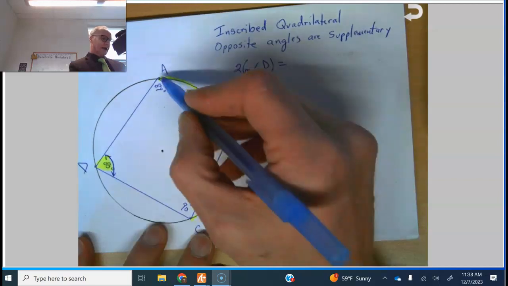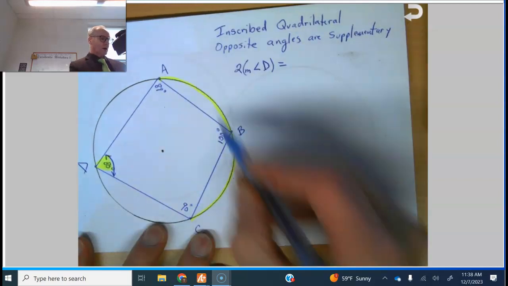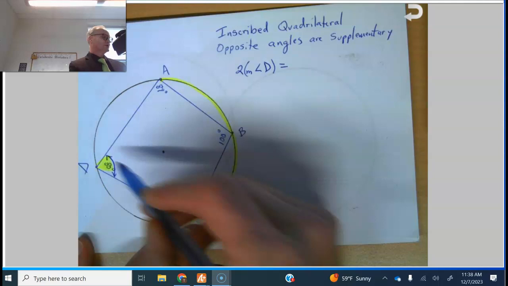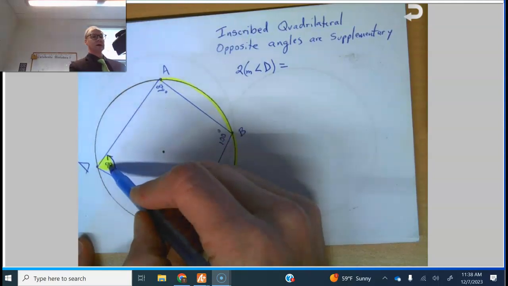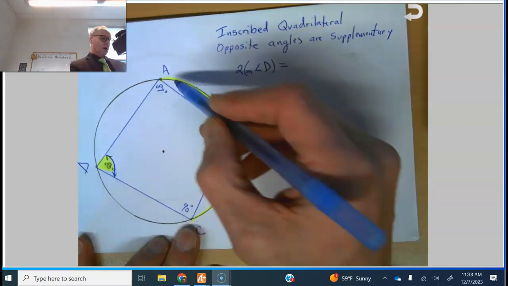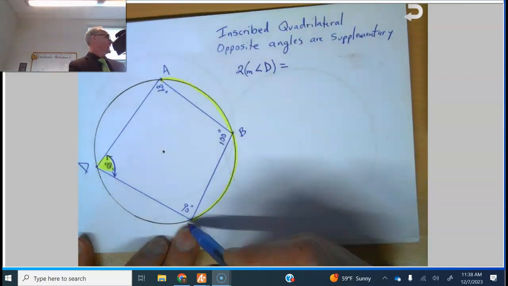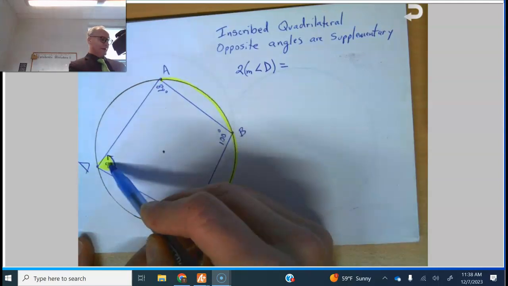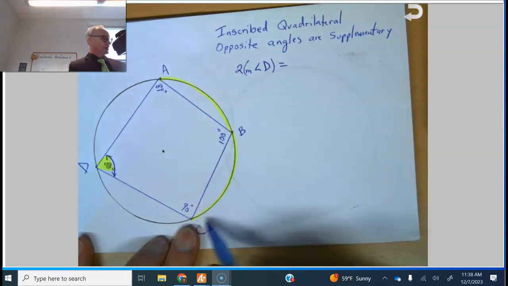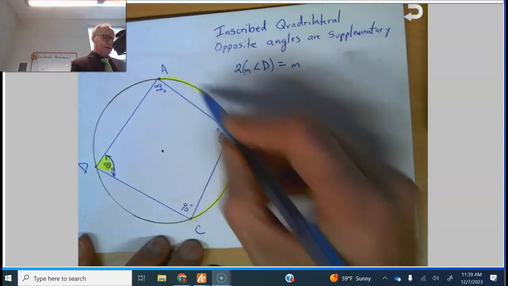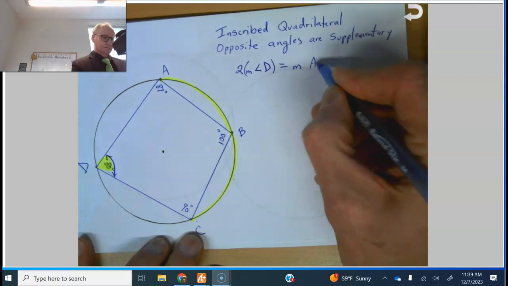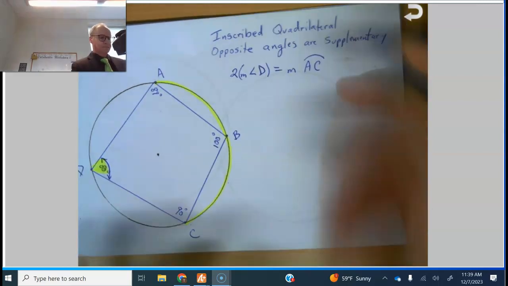If I double it, I get the arc. This arc, AC, goes with the angle that's inscribed. This is called an inscribed angle. Angles are always half of your arc length, or if you like, you can think of it like this: double the angle is equal to the arc measurement. This is the measure of my arc AC. And I'm going to color code it.